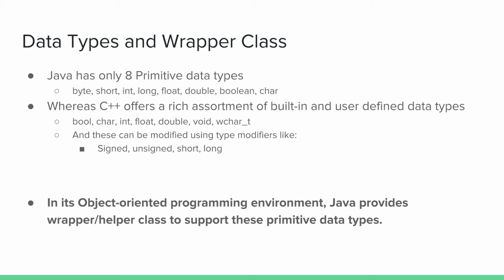However, Java has no struct or union types like C++ does because these are maintained using classes in Java. We shall look more into this in the object-oriented programming environment. Java provides wrapper or helper classes that support these primitive data types, and we shall look more into these primitive data types and wrapper classes in the next slide.